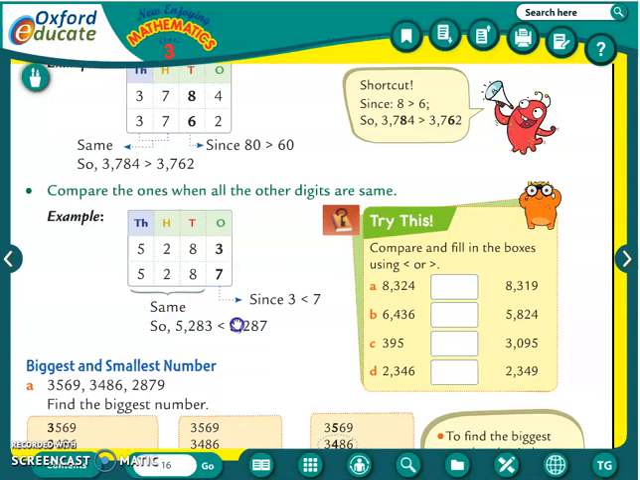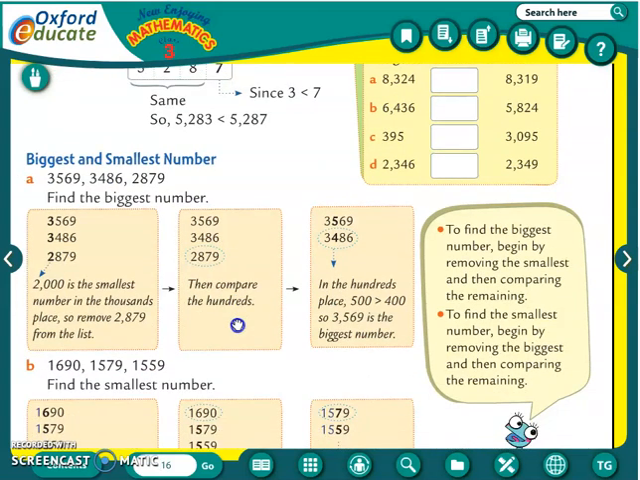Okay, I hope all of you understood this, and now we will see biggest and smallest number. Three numbers are written: 3569, 3486, 2879. Okay, now we have to find the biggest number. Then how will we do? First of all, we will see at the thousands place. So 3, 3 and 2.